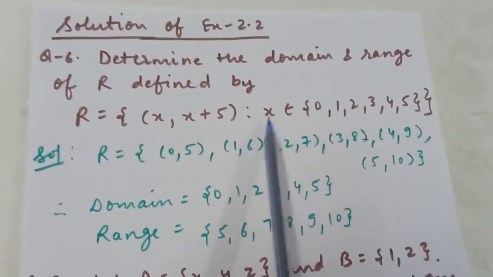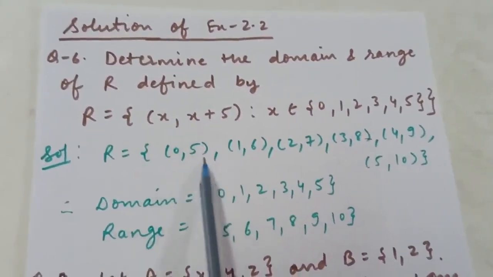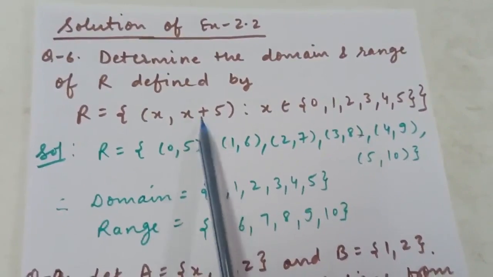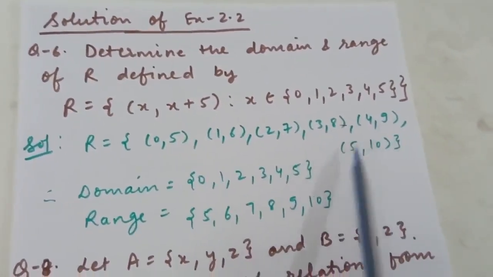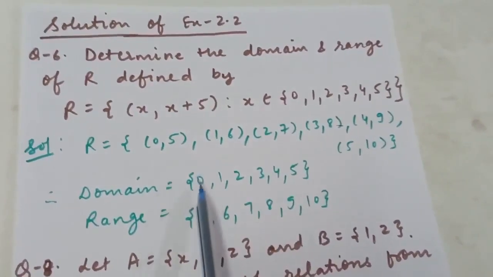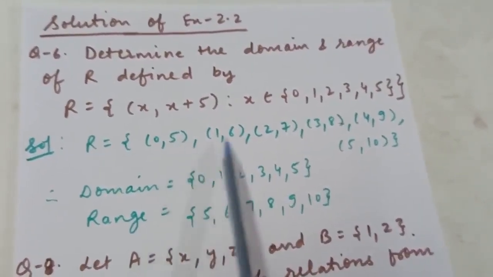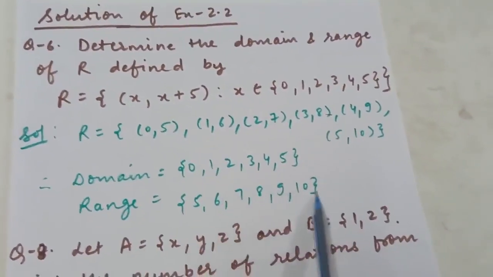So it is very simple. X values are given to you. Put x values, you will get the ordered pairs. At 0, y will be 5, then 1, 1 plus 5 is 6, 2, 7, 3, 8, 4, 9 and then 5, 10. Domain is the set of first elements, so domain will be 0 to 5. Range is the set of second elements, so 5, 6, 7, 8, 9, 10. So range will be 5 to 10.